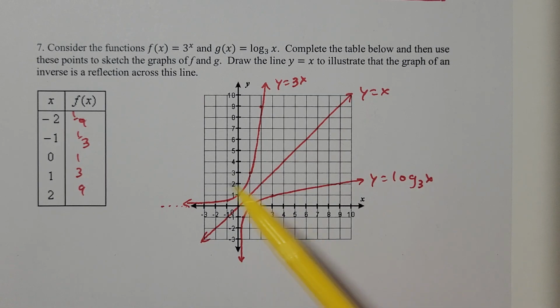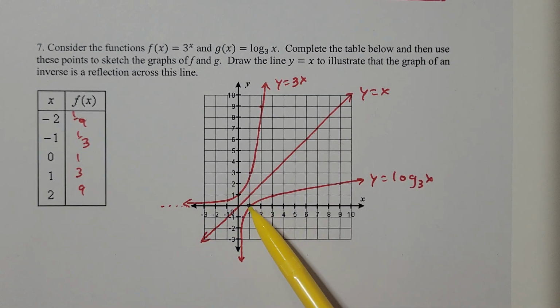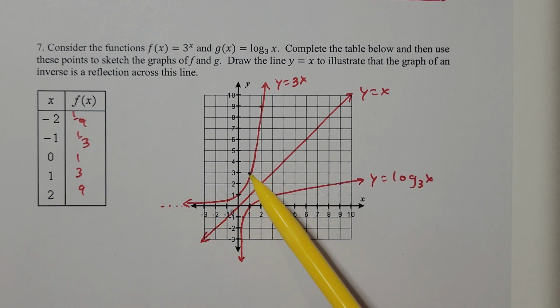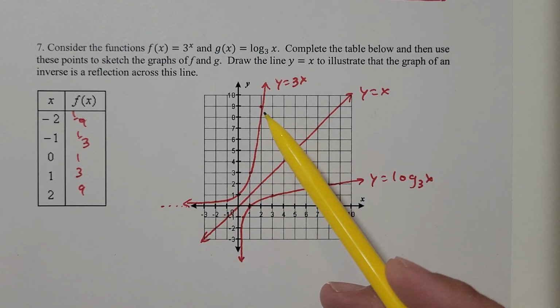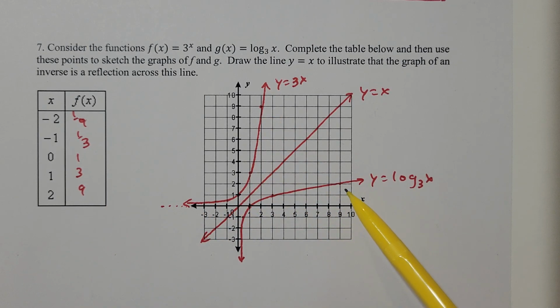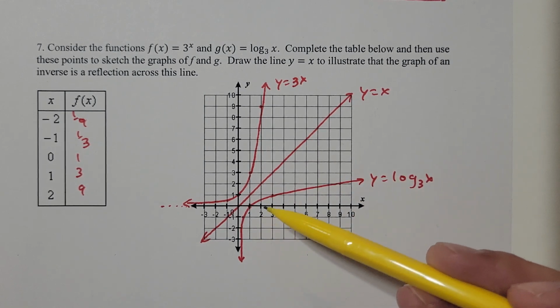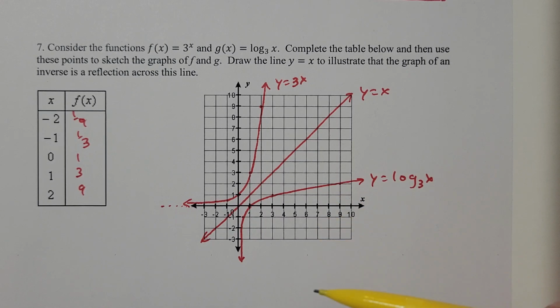Okay, let's go ahead and do that. So negative 2, 1/9, that's going to be at 1/9, negative 2 right there. Negative 1, 1/3 is going to be at 1/3, negative 1, that's right there. Here's 0, 1, that's going to be at 1, 0. 1, 3 is going to be at 3, 1. Okay, and then 2, 9 is going to be at 9, 2. Okay, and then using those points, I can go ahead and draw this curve. Now, the x and y coordinates just got switched.